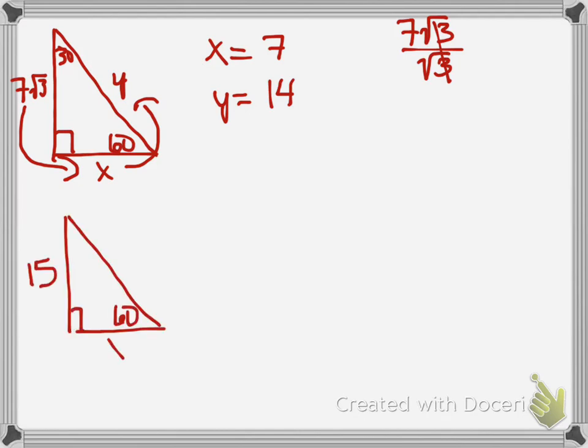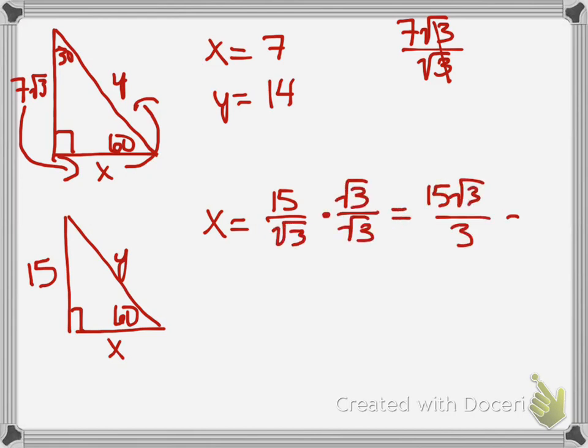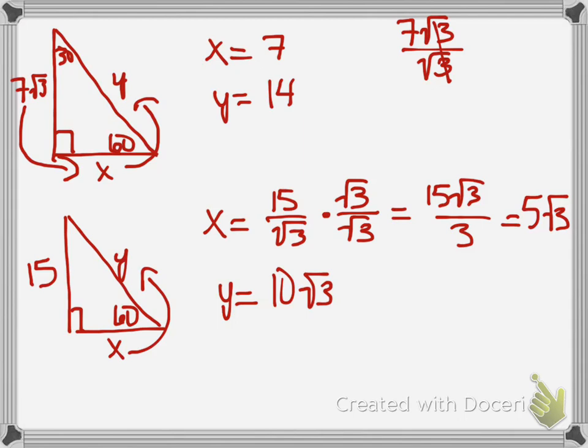Another example right here. What happens if there's no square root of 3? Well, I'm still going to take the long leg divided by the square root of 3, rationalize it, and you can see what happens there. Notice that ended up being 5 square root of 3. If you left it as 15 square root of 3 over 3, that's fine too. Then I'm still going to multiply that by 2 to get the hypotenuse, and get 10 square root of 3. All right, so that's pretty much it.